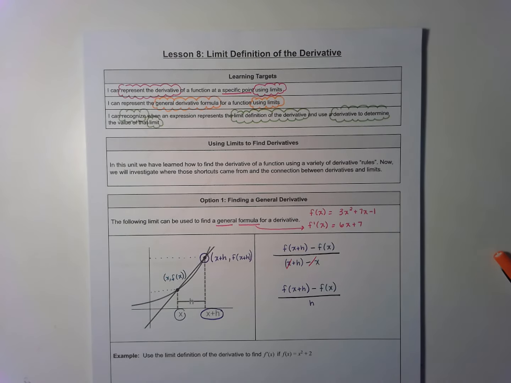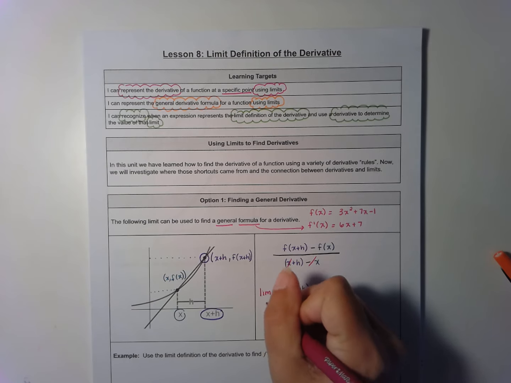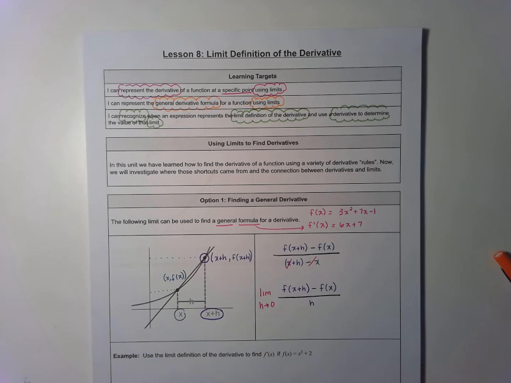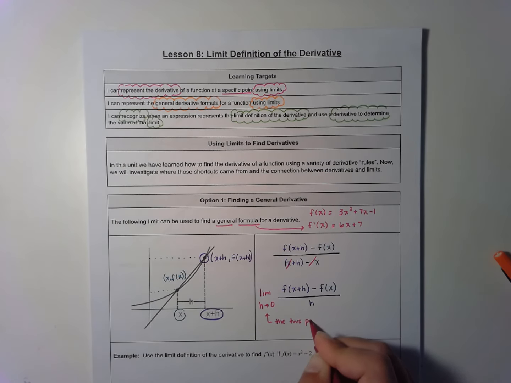But what made derivatives slopes special was that we wanted the slope at 1 point. So what we're going to do here is take this equation we just came up with, and find the limit as h approaches 0. Now let's think about what that means. H is the distance between the 2 points. So by finding this limit, what we're really finding is what happens to the slope as the 2 points move closer together.